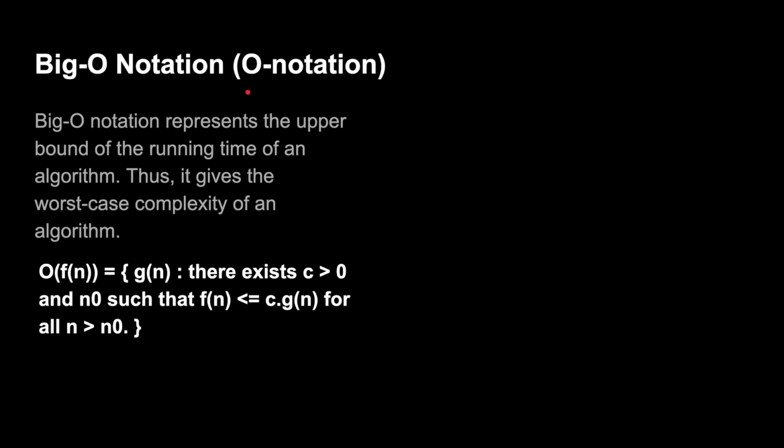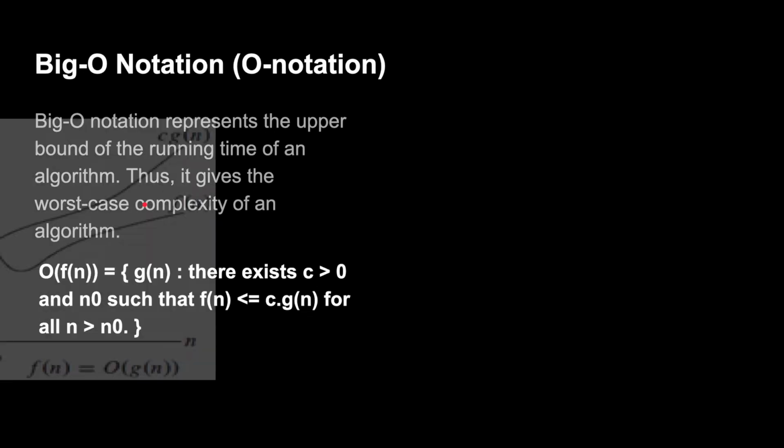So let's see our first asymptotic notation, big O notation, or O notation. This big O notation is a worst case complexity. That means it takes a larger amount of time or space, and it is an upper bound. It represents the upper bound of the running time of an algorithm.